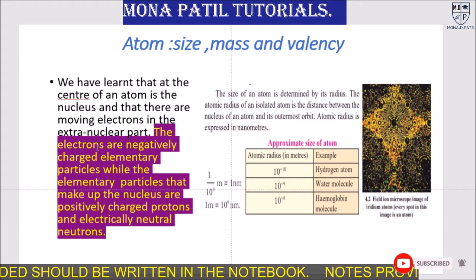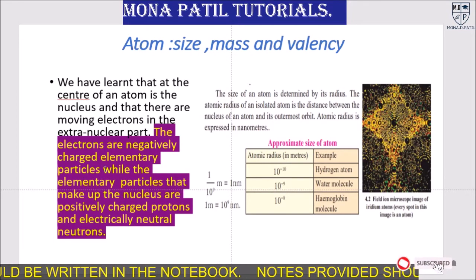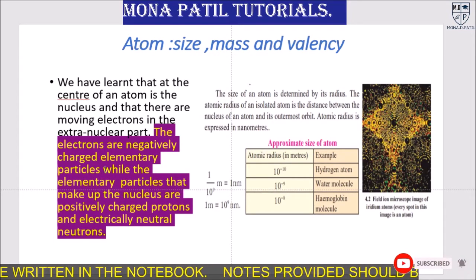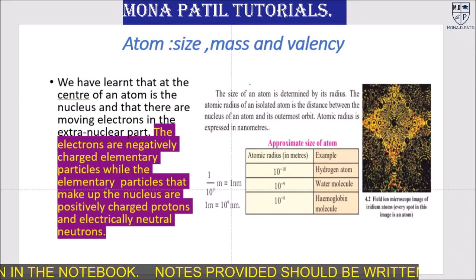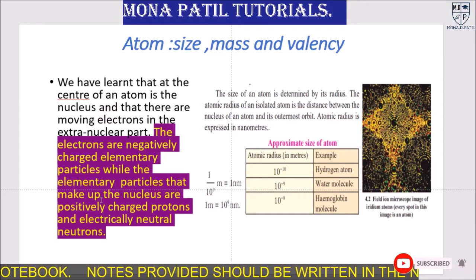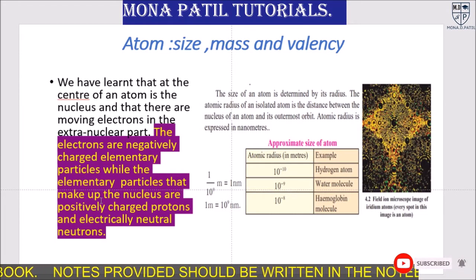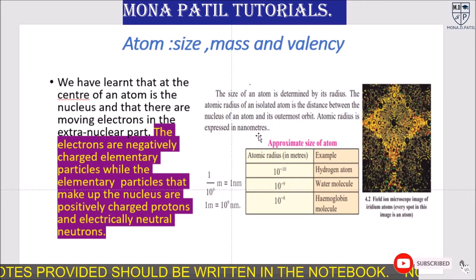The electron is a negatively charged elementary particle, while the elementary particles that make up the nucleus are positively charged protons and electrically neutral neutrons, and combined they are known as nucleons as they are present in the nucleus. The size of an atom is determined by its radius.